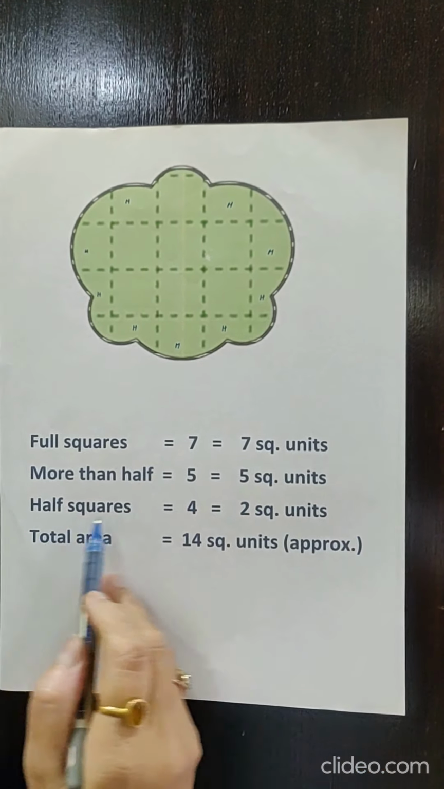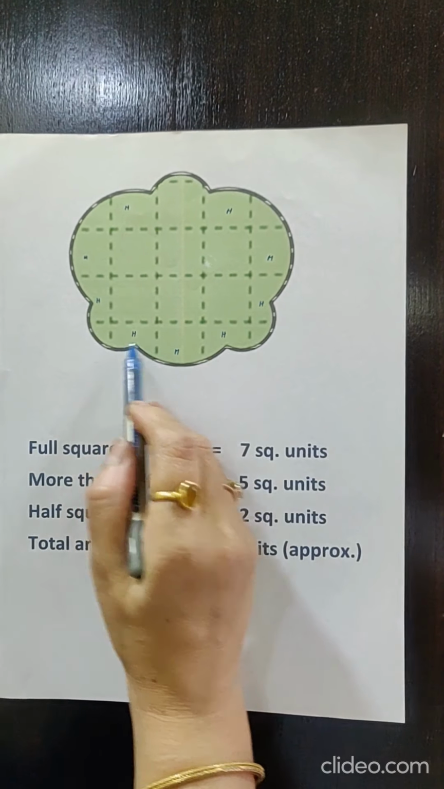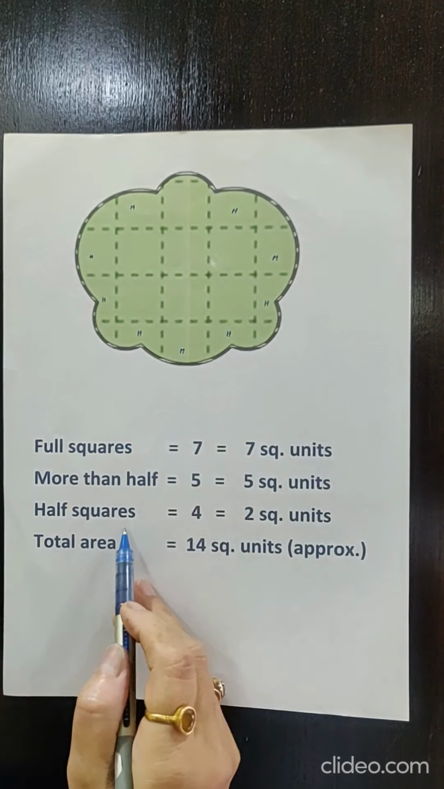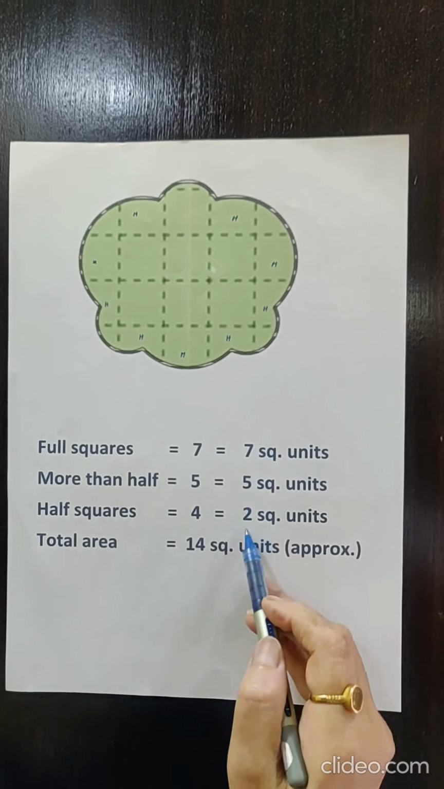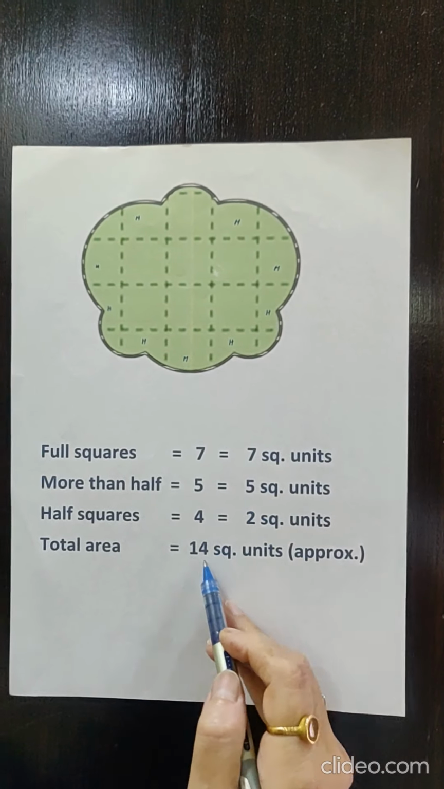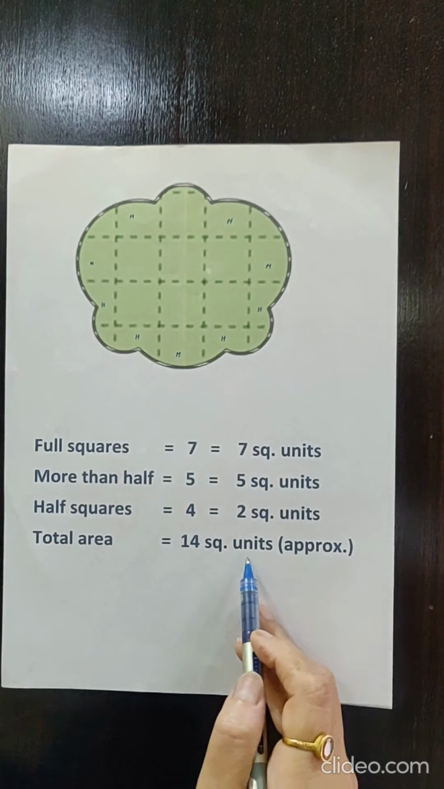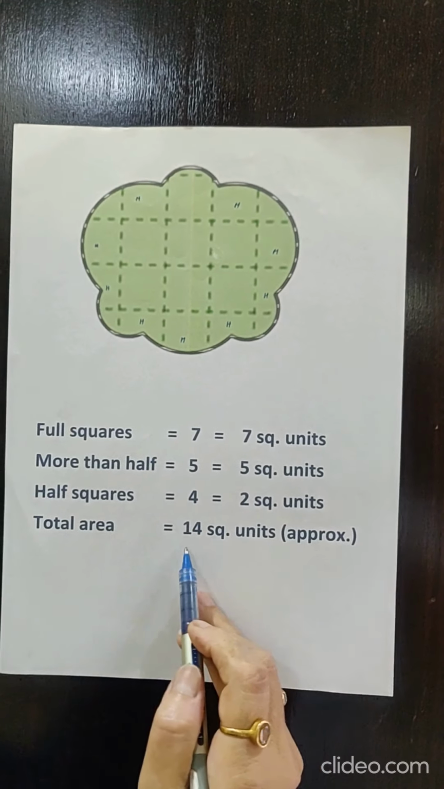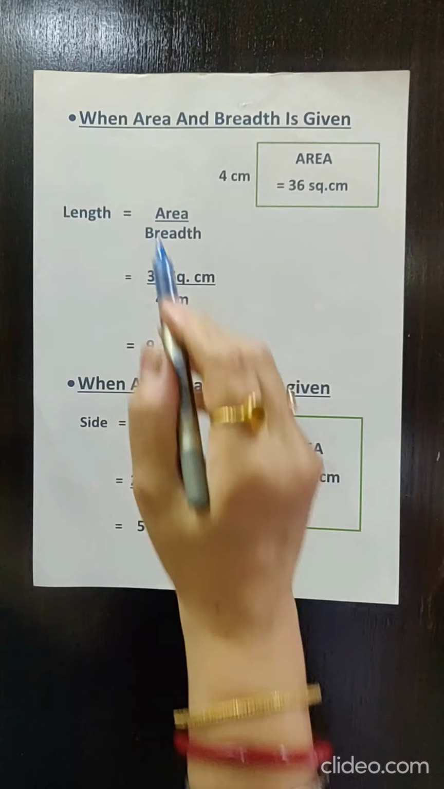Now count how many half squares there are. Half 1, 2, 3 and 4. 4 half squares are there, which is equal to 2 square units. So when we add up all, 7 plus 5, 12, plus 2, 14. So the total area of this shape is 14 square units. Approximately 14 square units is the area of this figure.